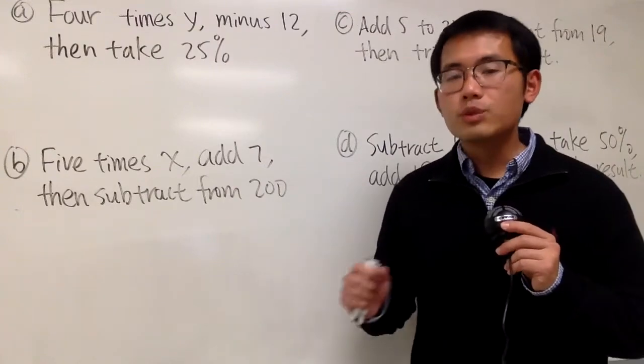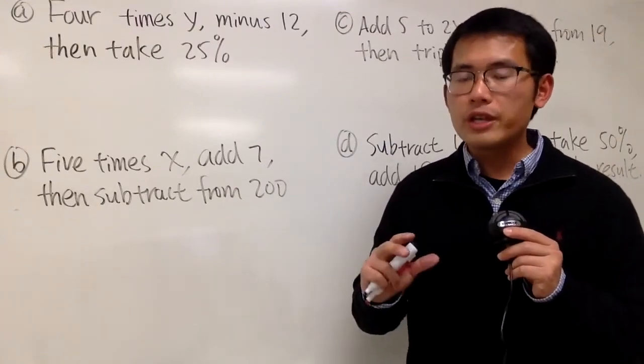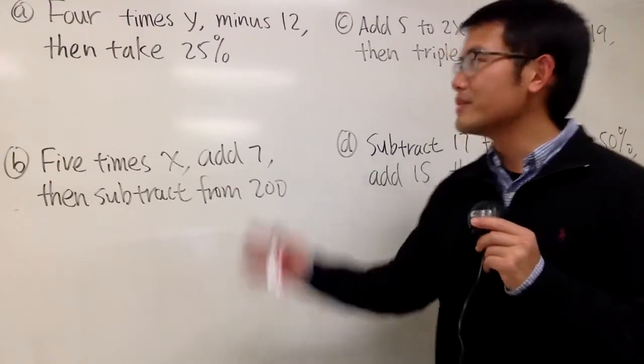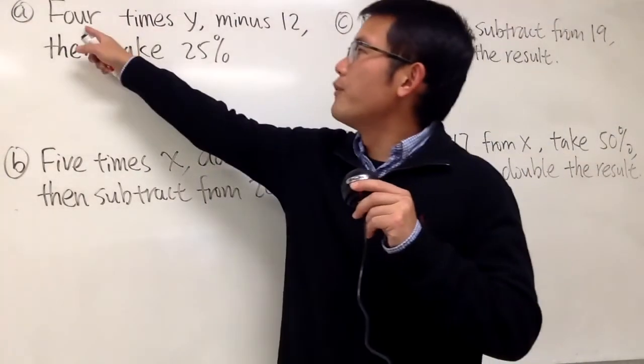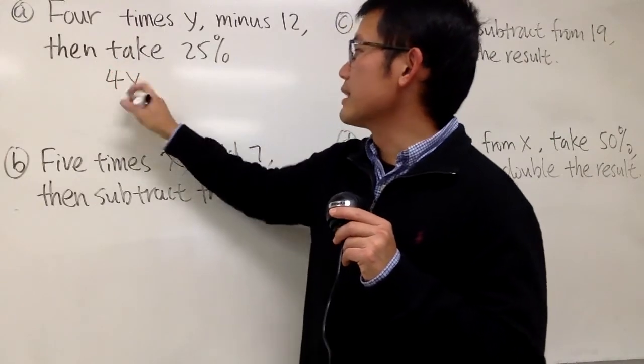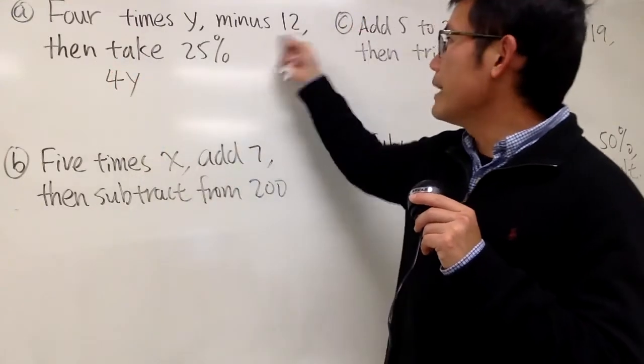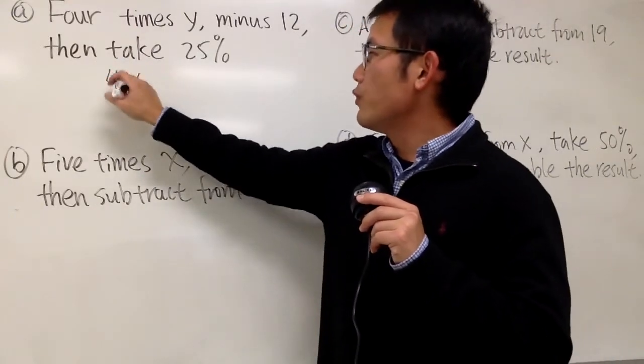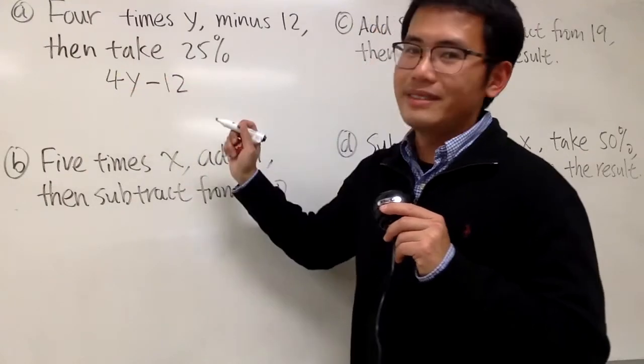Okay, for these questions, we're going to first translate them into an expression, and then we'll simplify the expression. So have a look for the first one. We have 4 times y, so let's go ahead and put down 4y, because that's 4 times y. And then we are going to minus 12. So in this order, 4y minus 12, like this, right?